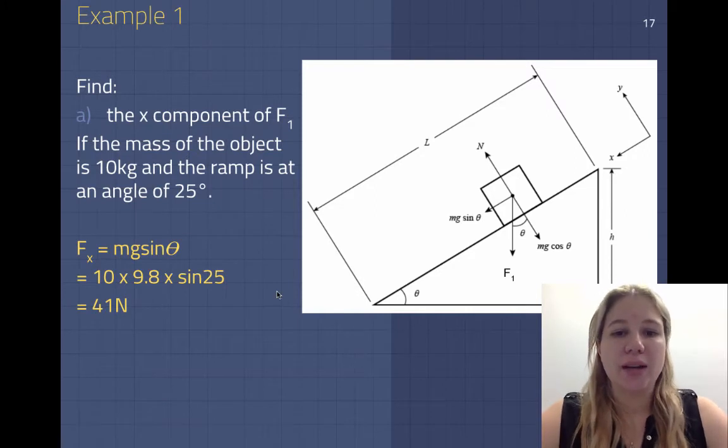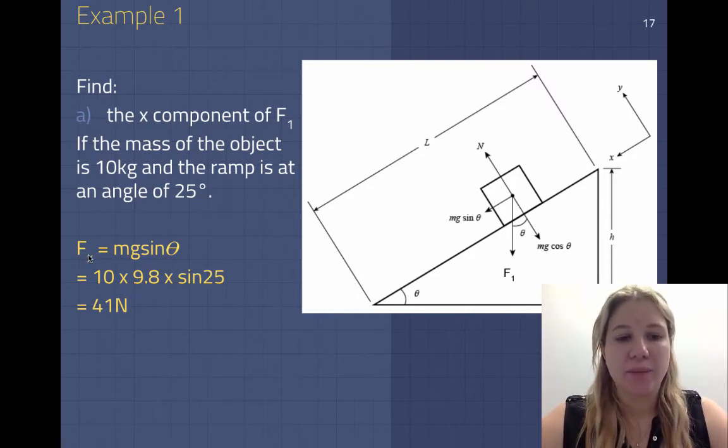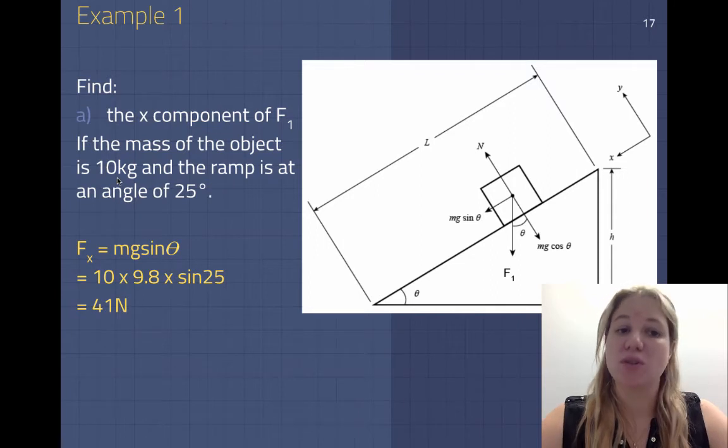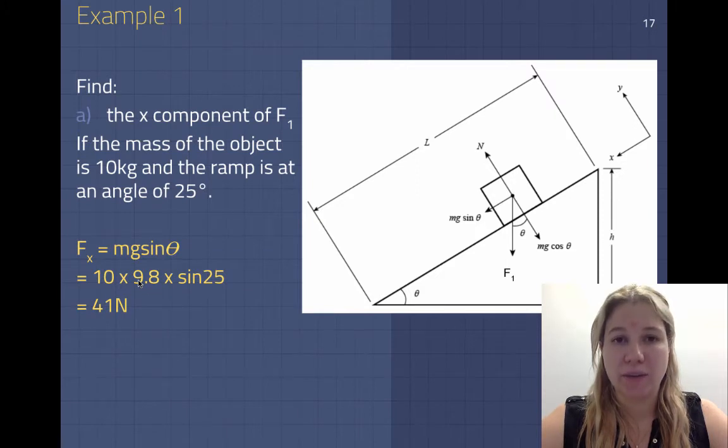All right, working through the answer to A. So to find the x component, we've got the mass times gravity, sine of theta. Now the mass of the object is told to be 10 kilograms, and it's important that we keep our measurement in kilograms. So if you were given it in grams, you should convert it to kilograms, because your force of gravity is in newtons per kilogram. So you need to make sure your units are the same that you're working with.